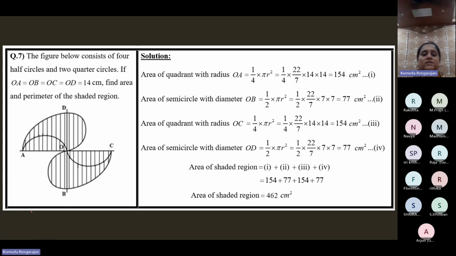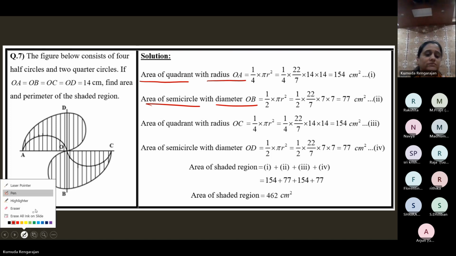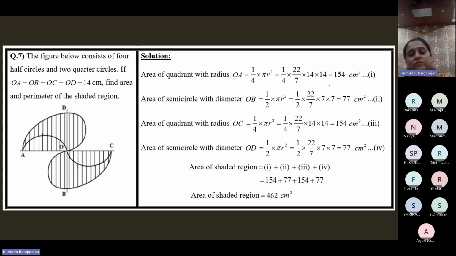This is how you identify the regions. You can either mark it as region 1, region 2, region 3, region 4 like this, or you can express yourself like this. Area of the quadrant with this as radius, area of the semicircle with this as diameter. So the area of the shaded region will be the sum of all these 4 things.